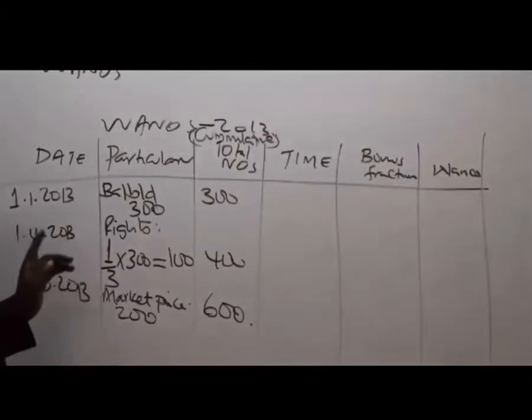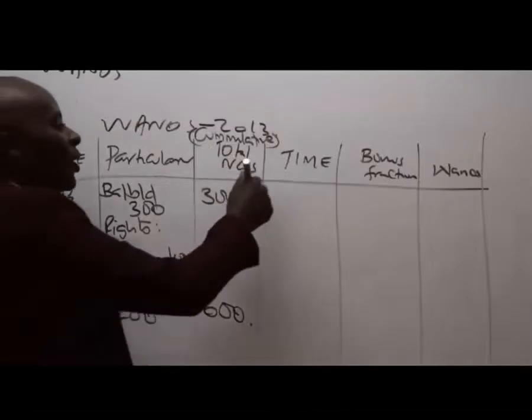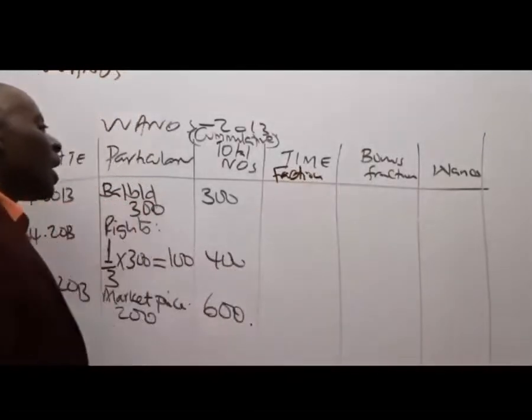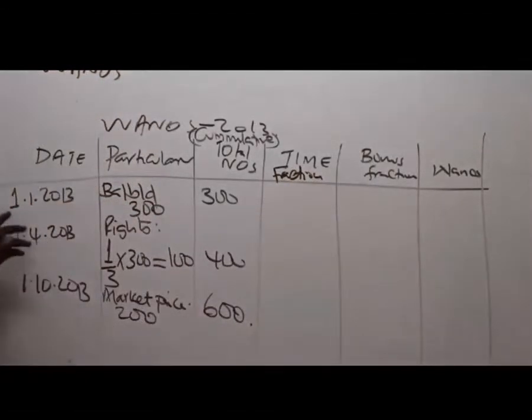Yes. So then let us compute the 1OC. First of all, I would want the time fraction. This is how we count: this to this, this to this. So 1st of January to 1st of April.